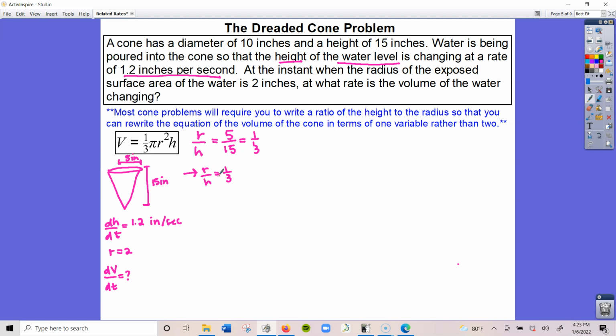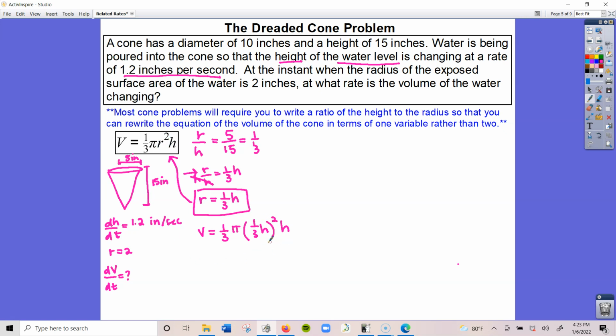In order to solve for the radius here, I am going to multiply h to both sides. So the radius is going to equal 1/3 times the height. Now I am going to hold on to this and plug it into my volume equation. So volume is going to equal 1/3 pi times my radius, 1/3 h, squared, times h. All I did was take this and substitute the r with what it equals.